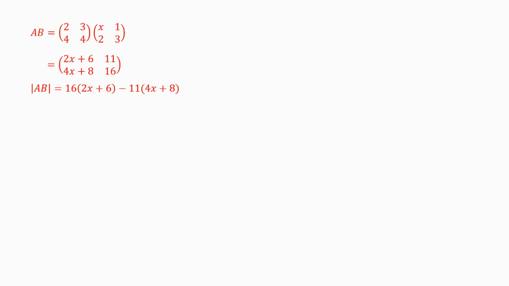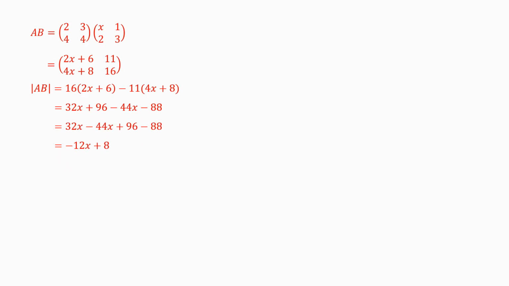We open the brackets, we have 16 times 2x is 32x plus 16 times 6, 96, then minus 11 times 4x, which is 44x, then minus 11 times 8, which is 88. We put the like terms together, and it results to negative 12x plus 8.